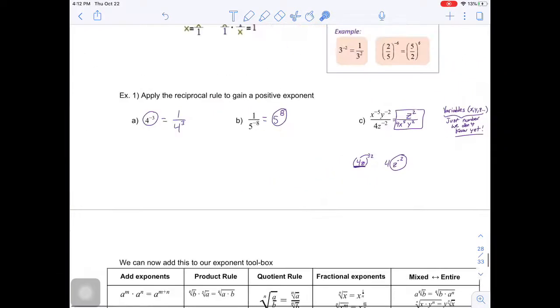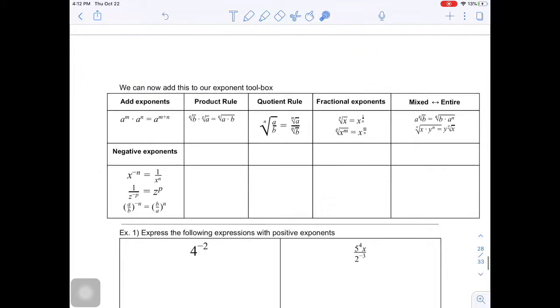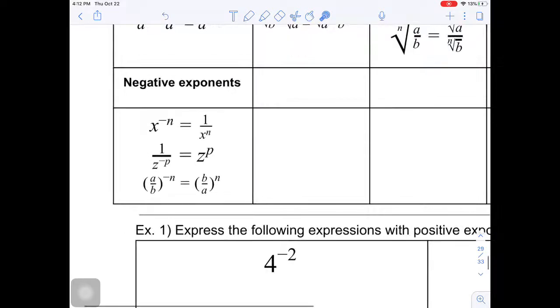Okay, so let's add this to our exponent toolbox. So now we have all of these rules to be working with. And again, does it feel like a ton? Absolutely. But up to this point, you should have been doing practice problems where you're getting really, really used to all of these ones before. Here, your negative exponents, now we are dealing with a new thing.